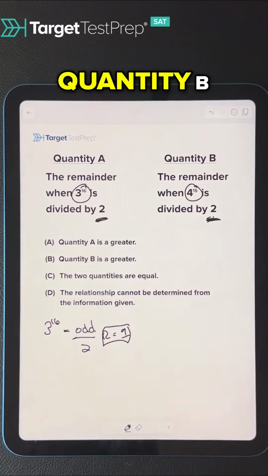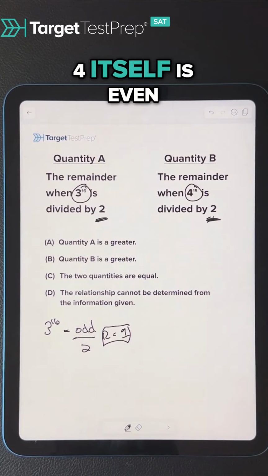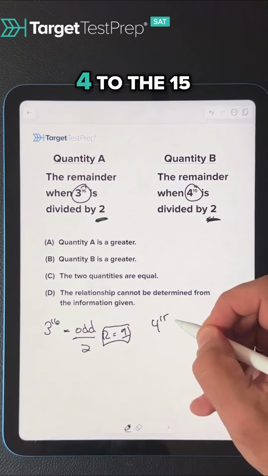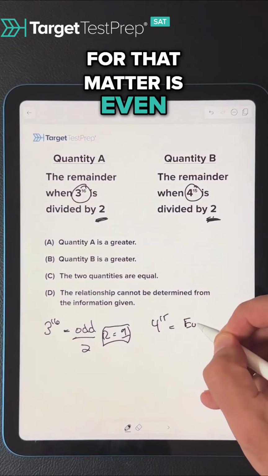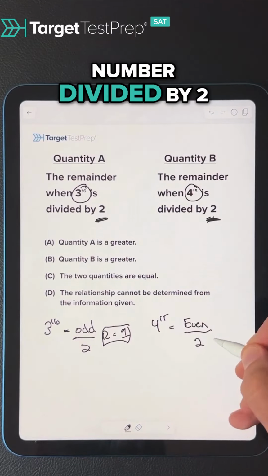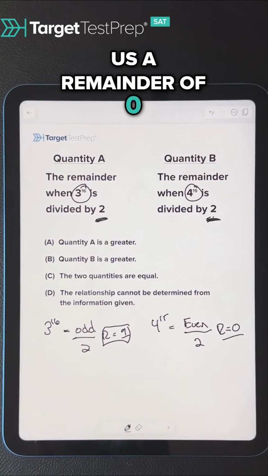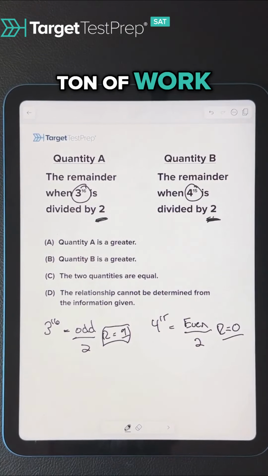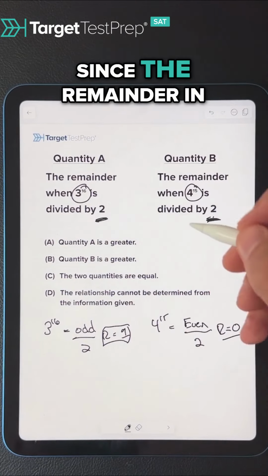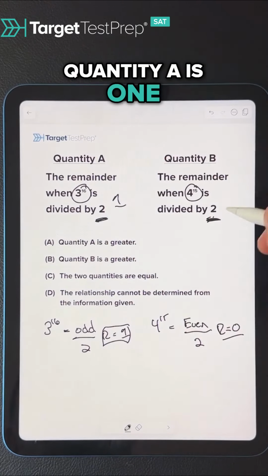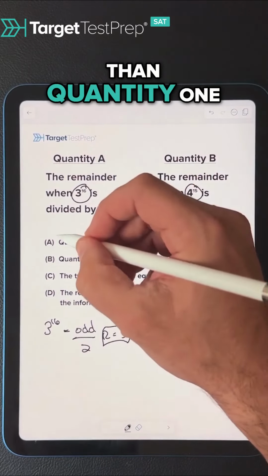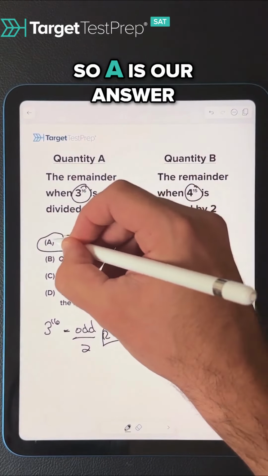And then same with quantity B. Wait a minute, 4 itself is even, so 4 raised to any power, or 4 to the 15 for that matter, is even. Of course, we know an even number divided by 2 is going to give us a remainder of 0. Notice we didn't really care about the exponents. We didn't do a ton of work. So we know that since the remainder in quantity A is 1 and the remainder in quantity B is 0, quantity A is greater than quantity B. So A is our answer.